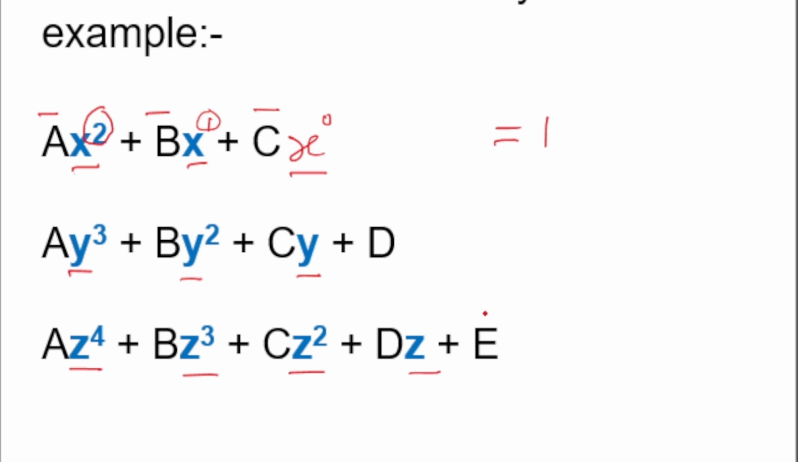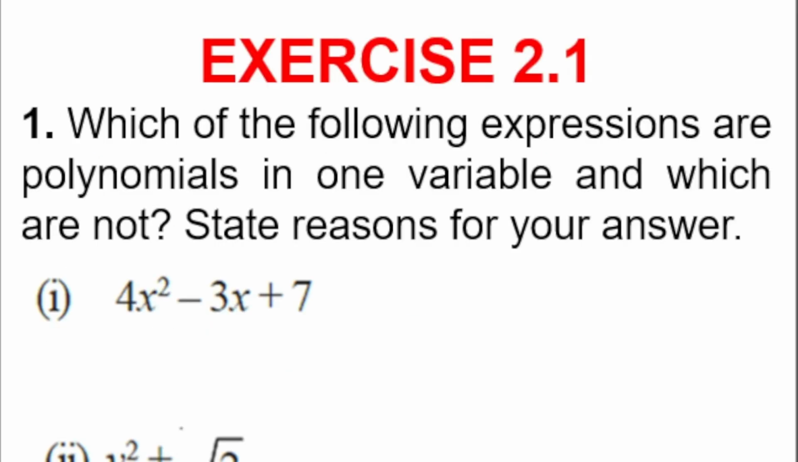That means all are whole numbers. As you know, whole numbers start from 0: 0, 1, 2, 3, 4, 5, 6 up to infinity. These are whole numbers. So this is the condition to be a polynomial, that all the powers of the variable should be whole numbers, right? Well, this is exercise 2.1 from the NCERT book of class 9.